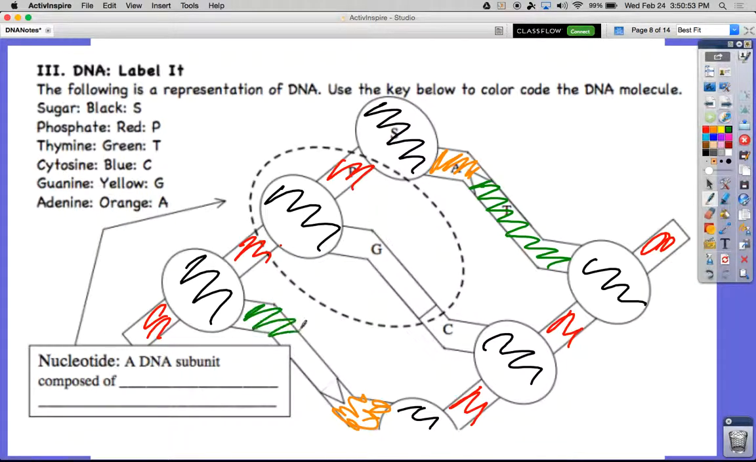One more. Remember, adenine and thymine always go together. Guanine is going to get yellow. So our G gets yellow, and then our C is going to get blue. Okay? Nucleotide: a DNA subunit composed of sugar, phosphate, and a nitrogen base. We've already gone over that.